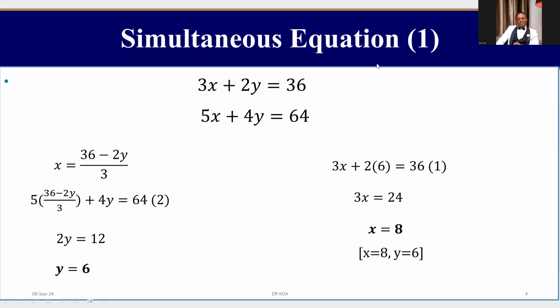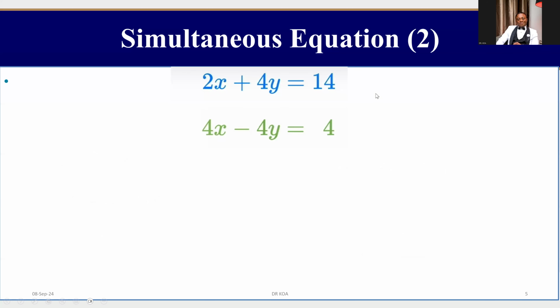Okay. Next one. Solve this simultaneously. When you're done, raise your hand. Who is done? By the way, you will notice that in the exam, speed is of the essence. Speed, and at the same time, accurate speed.